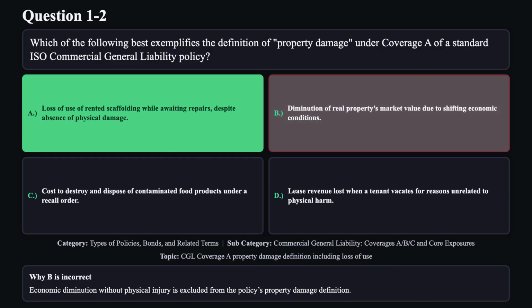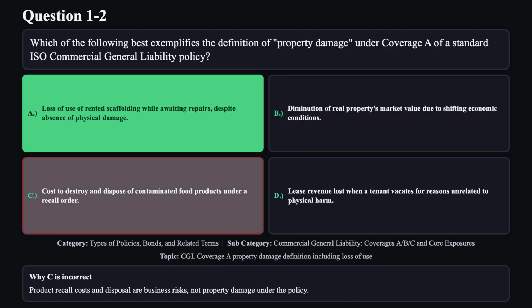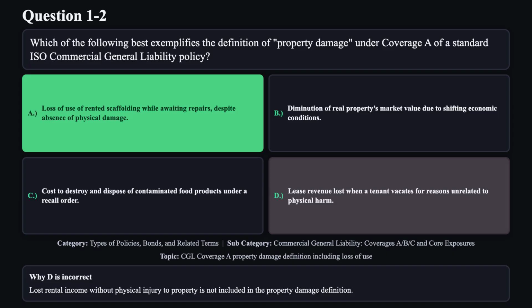Reason B is not correct. Economic diminution without physical injury is excluded from the policy's property damage definition. Reason C is not correct. Product recall costs and disposal are business risks, not property damage under the policy. Reason D is not correct. Lost rental income without physical injury to property is not included in the property damage definition.